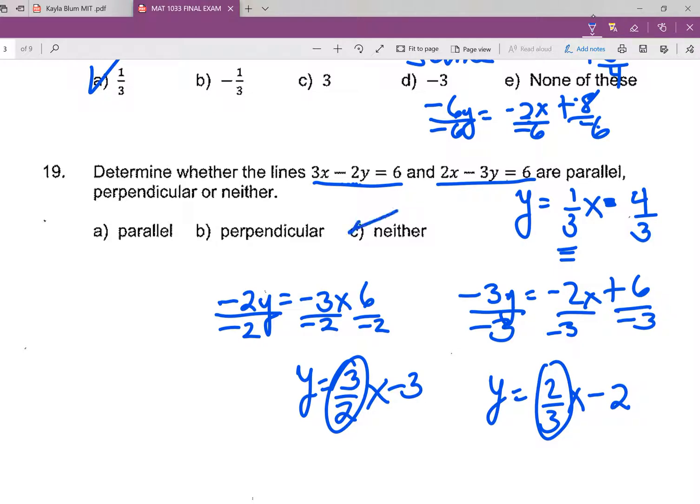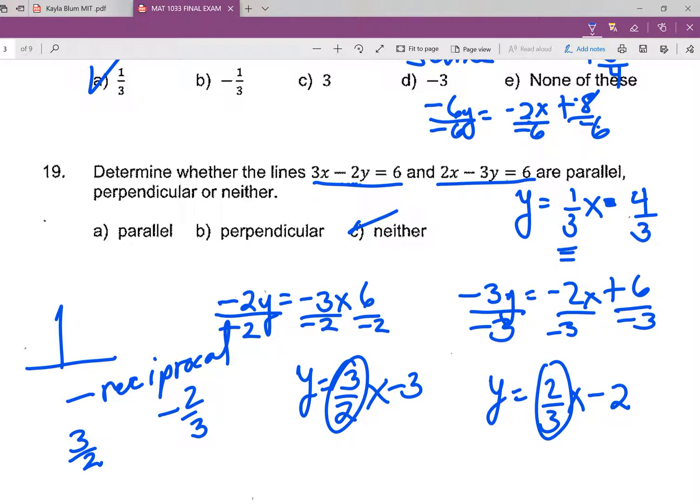Yes, they are reciprocals, but they're not the opposite sign. Remember, for it to be perpendicular, it has to be the negative reciprocal. So that means that if I have a 3 over 2 slope, the negative reciprocal will have to be negative 2/3. In this case, what's missing? It's missing the negative, so it can't be.